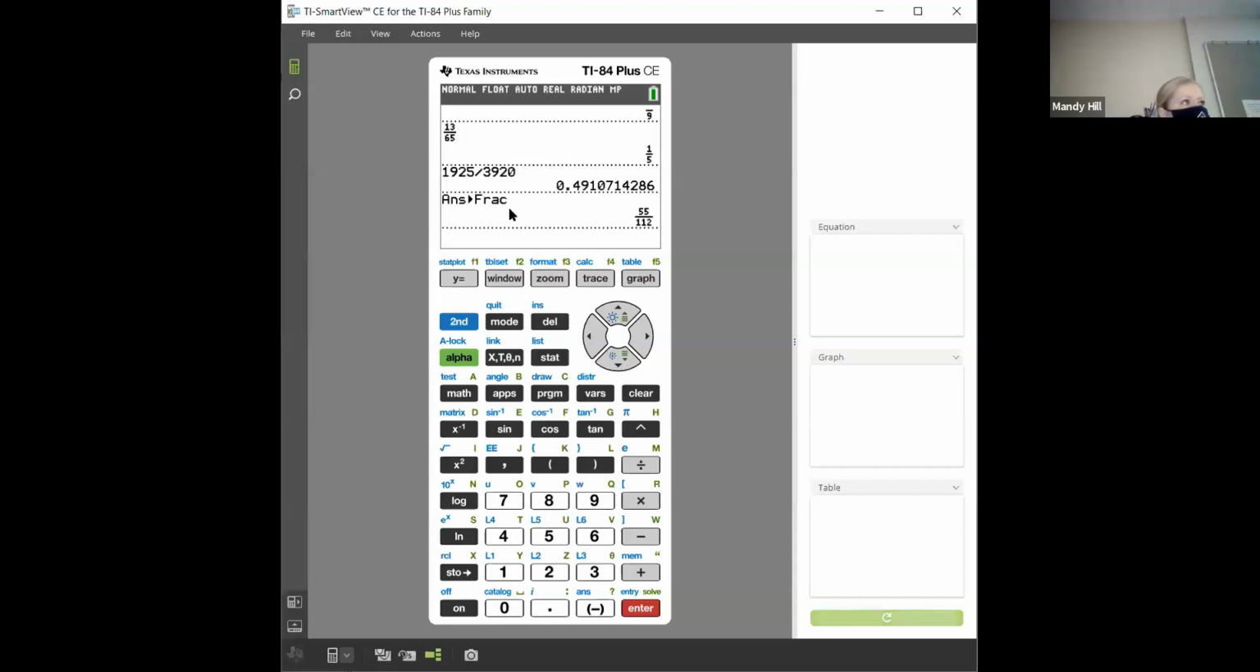Well, it said for me it's the answer. Did you type in 1925 divided by 3920? You got to type that in first. Then hit enter and it's going to give you a decimal. Then you hit the math, enter, because you're turning this decimal into a fraction. There we go, okay.